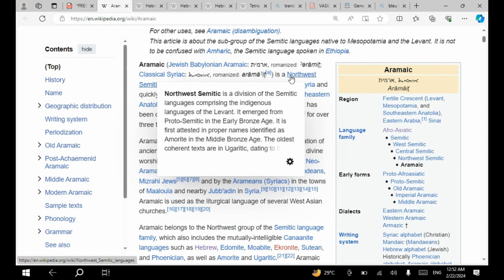It is first attested in the proper name identified as the Amorite in the Middle Bronze Age. You understanding this? Aramaic in the Middle Bronze Age was spoken by the Amorite, the Hausa. If you speak Hausa, you are speaking Aramaic. And I have to prove it to you, what I'm saying. So I want you to understand this, right? Aramaic is from Northwest Semitic language, right? Which is the Afro-Asiatic, which Arabs are claiming to be.